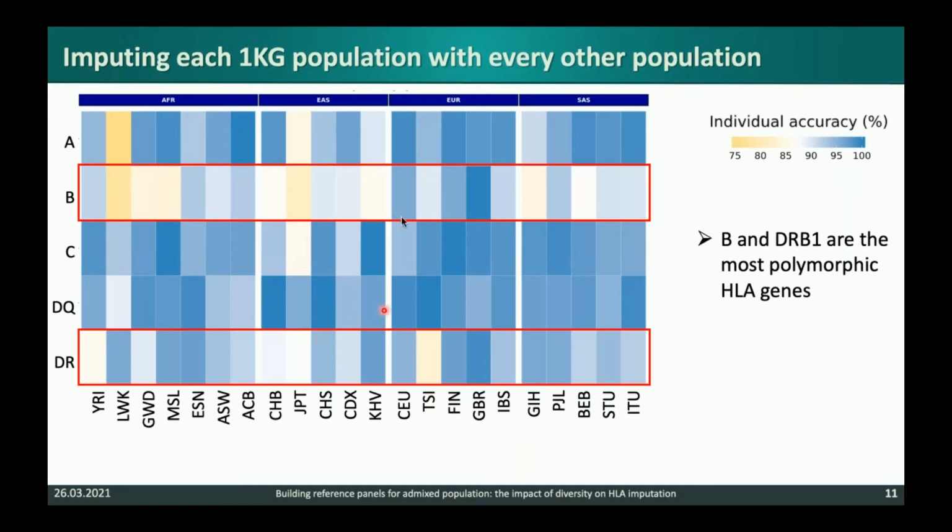And another result that is quite expected is that the B and DRB1 HLA genes are harder to predict because they have higher polymorphism rates.